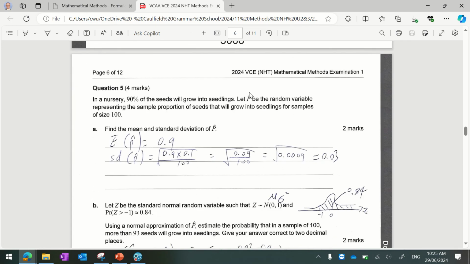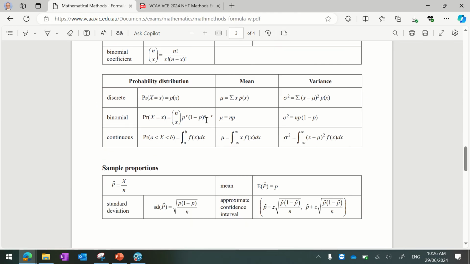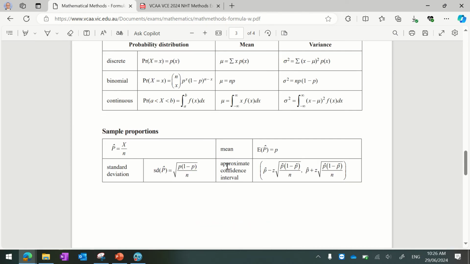Okay, moving on. Question 5. This is a probability question. 90% of seeds will grow into seedlings. And then P hat is the sample proportion of seeds that will grow into seedlings for a sample size of 100. And then we need to find the mean and standard deviation of P hat. Well, if you don't remember the theory, you could just use the formula sheet. I don't really want to explain the theory in this video.